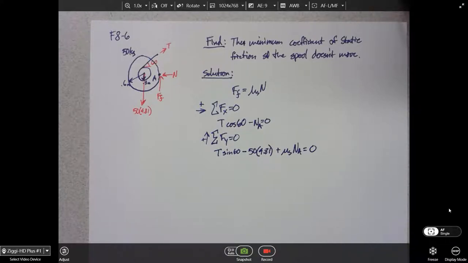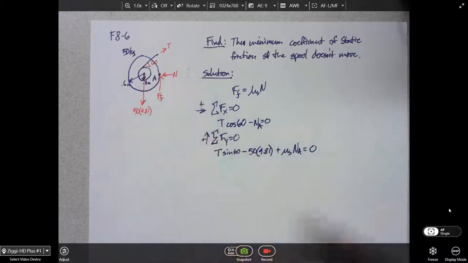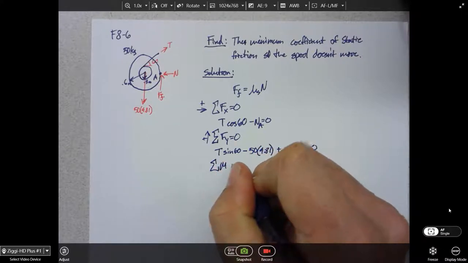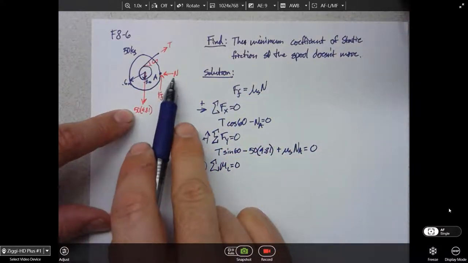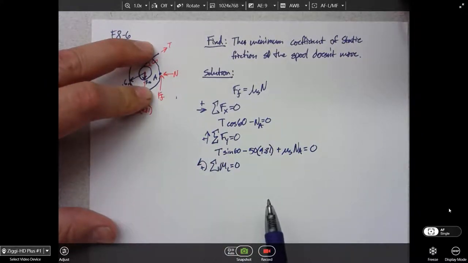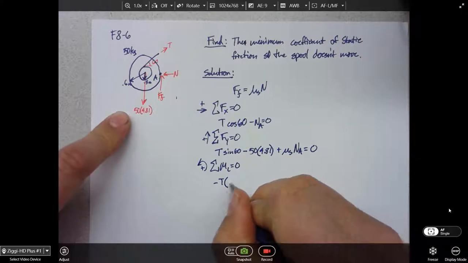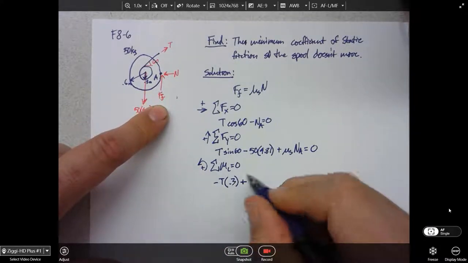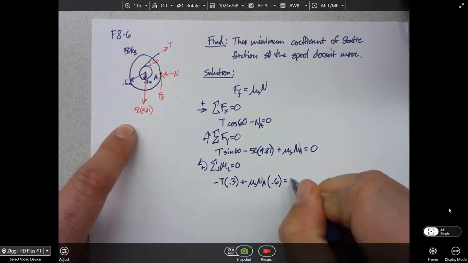Any suggestions for the next one? The moments about A? I don't like the moments about A. Why? Because finding the distance to the T force would be really difficult. Moment about the center? Yeah, so let's see the moment about the center. I'm just going to call that C. The reason I do that is it eliminates the weight and the normal force, and I'm left with just T and the force of friction. So T is going to be negative T times 0.3. Force of friction is positive, so plus mu static normal at A times 0.6 equals 0.